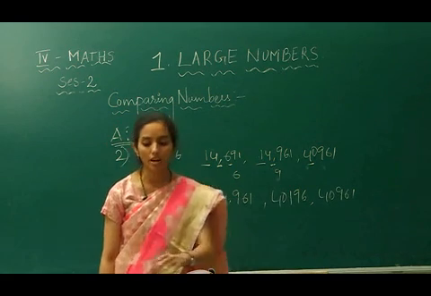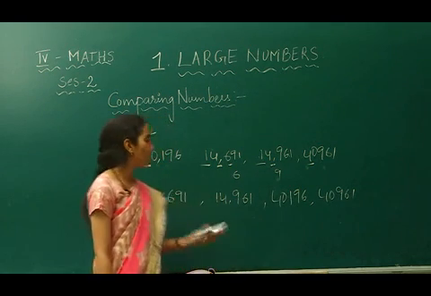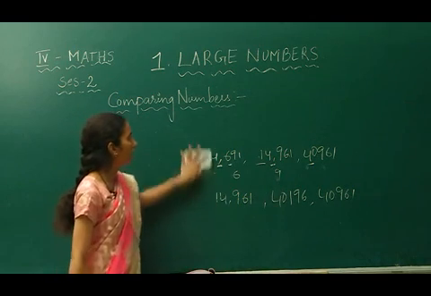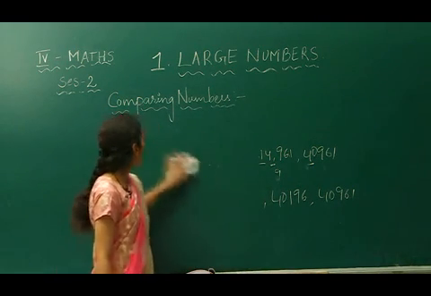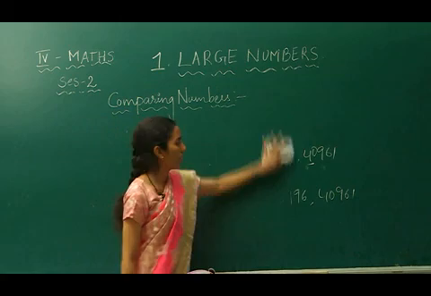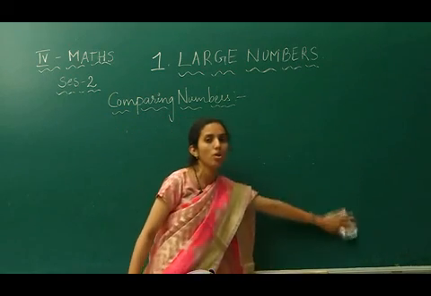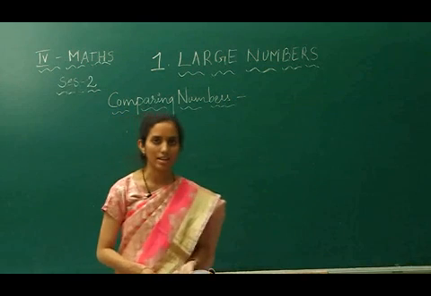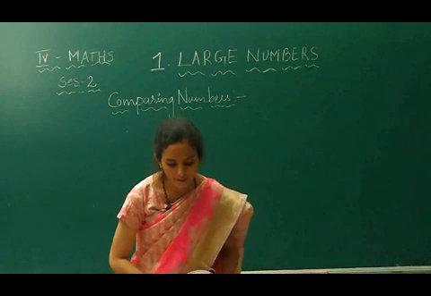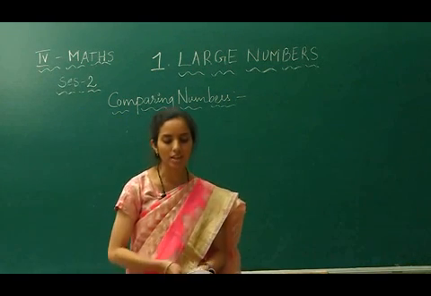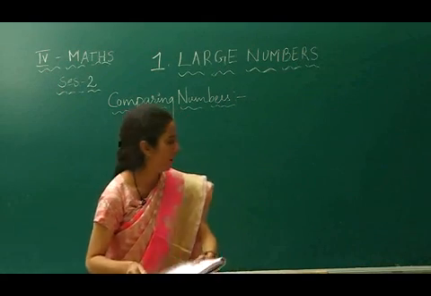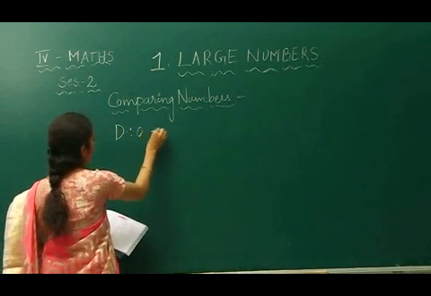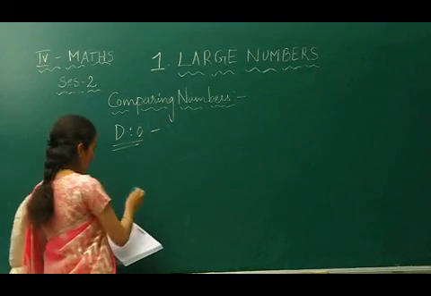Other examples are given, 5 more examples to write the ascending order. With this example, I think you have understood how to write the ascending order. So, please do the remaining 4 problems of ascending order given in the exercise. Now, write the following numbers in the decreasing order. Decreasing order means highest to lowest.